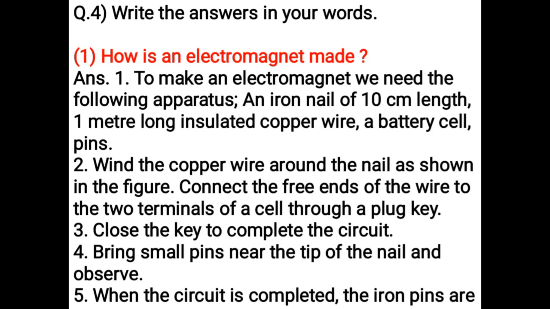Wind the copper wire around the nail as shown in the figure. Connect the free ends of the wire to the two terminals of a cell through a plug key. Close the key to complete the circuit. Bring small pins near the tip of the nail and observe. When the circuit is completed, the iron pins are attracted by the nail and hence they stick to the nail.